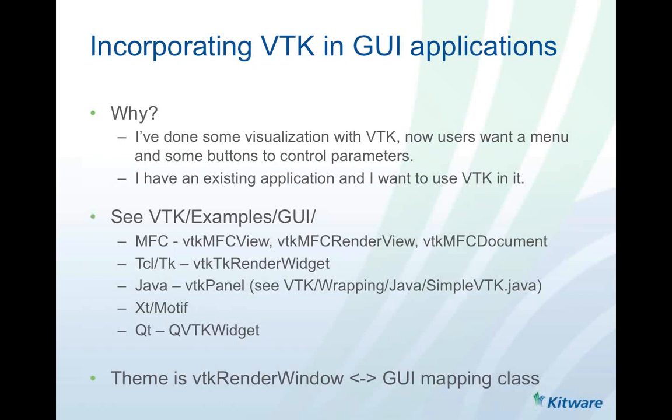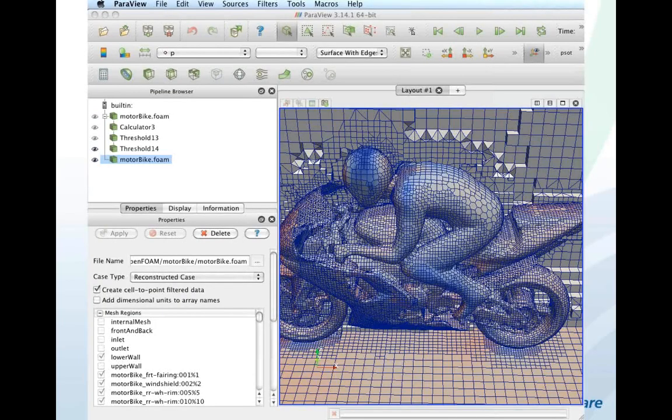We do have some minimal interfaces to a variety of different external libraries out there. You can learn about most of them in the VTK examples GUI directory for a variety of popular toolkits that we can interface to, and you can use to build up applications that use VTK. The theme behind all of our interfaces is generally something that maps the VTK render window into the classes provided by the application library that you have at hand.